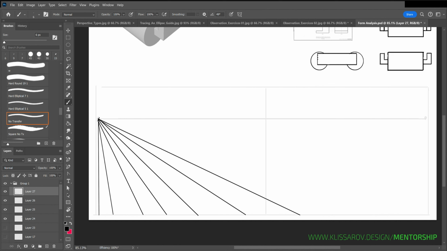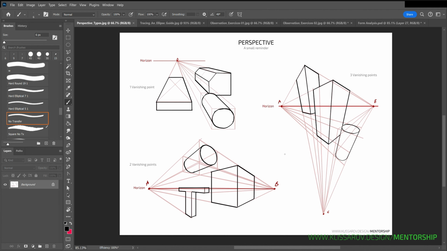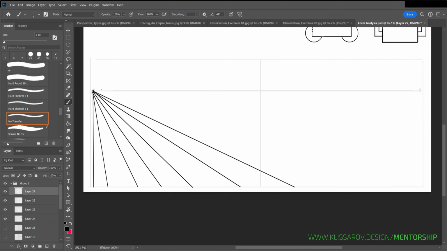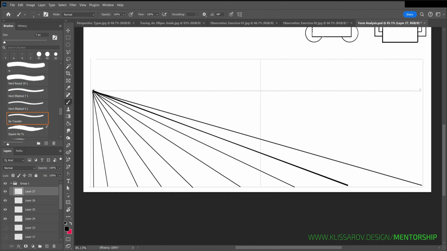After you have understood the perspective theory and how it works, which is absolutely necessary, of course, the next step is practicing it. And one of the ways to practice it is to try to re-express a shape using these perspective guides, this perspective help that I'm doing now.